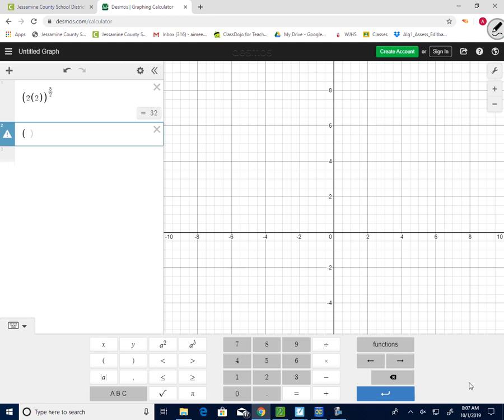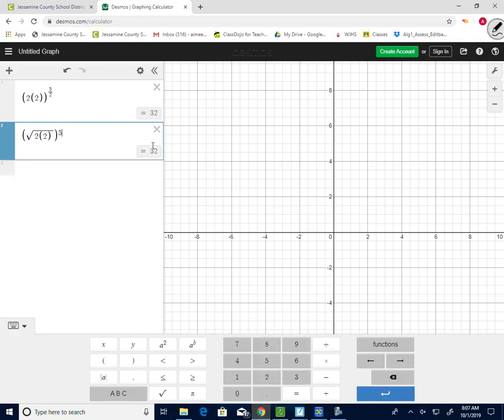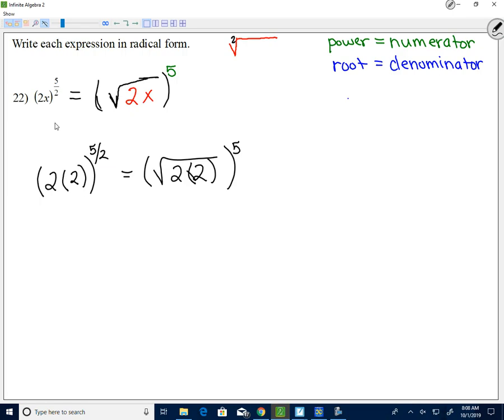So if I do the square root of 2 times 2, and I raise that to the 5th power, I also got 32. So my answer is correct. Well, I didn't simplify. I turned my exponential form into radical form correctly. So that is what you're going to practice the rest of today.